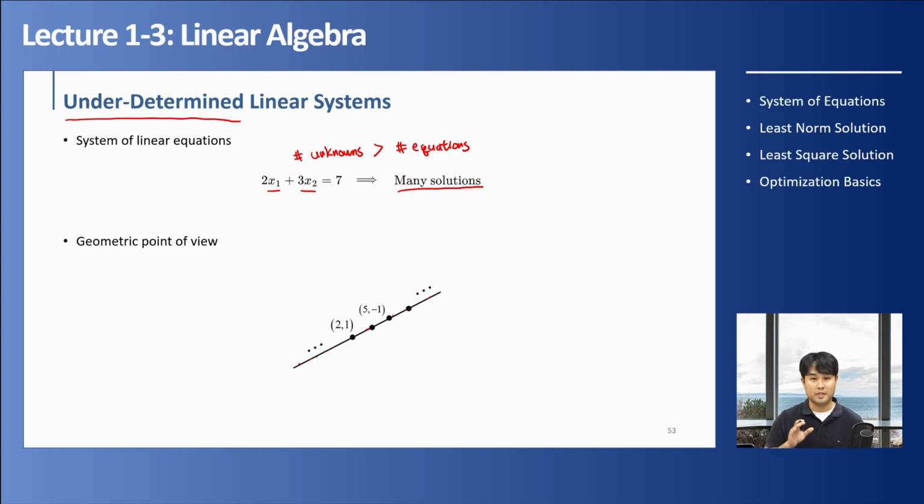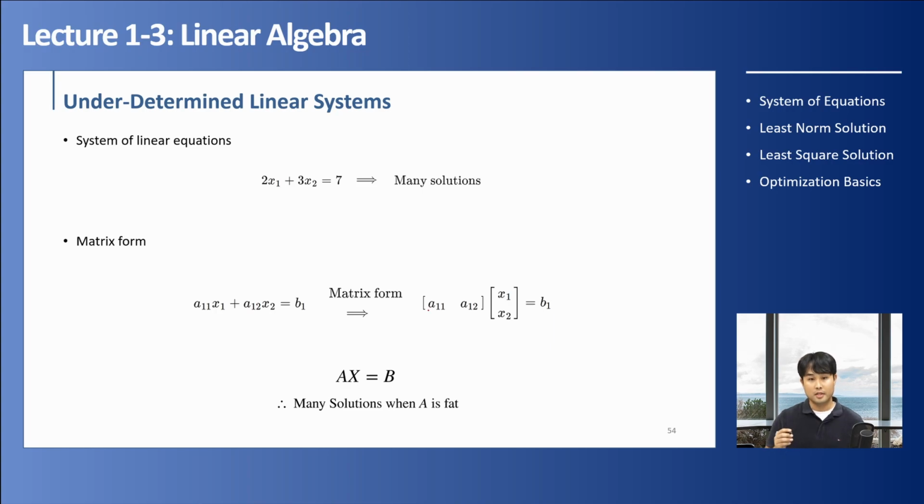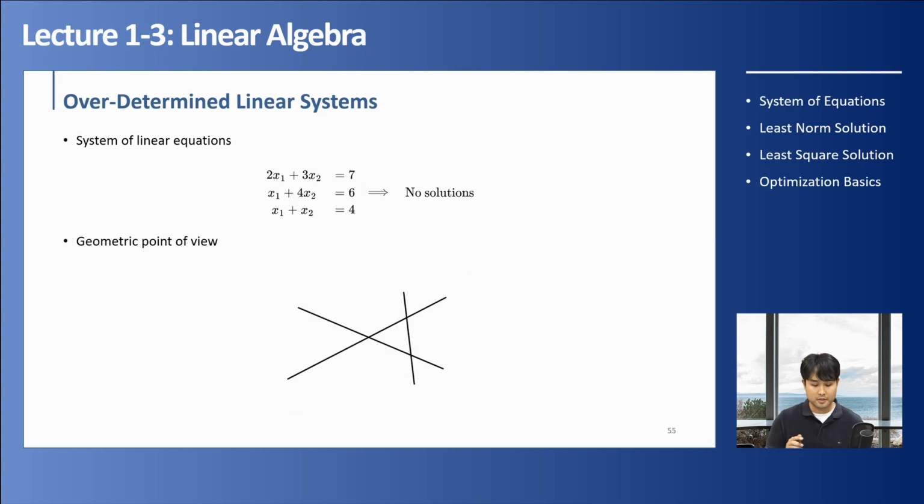And again, if we represent this in matrix form, this time you can see that the matrix has a wide or broad shape. So given a set of linear equations, whenever the shape of A is fat or wide, we have many solutions. And finally, for the overdetermined case, in this case, we have more equations than unknowns.